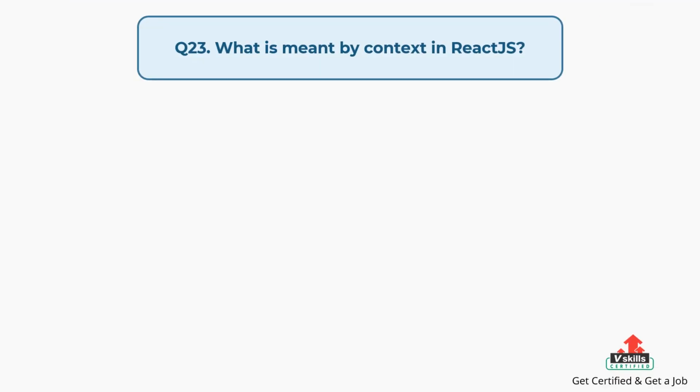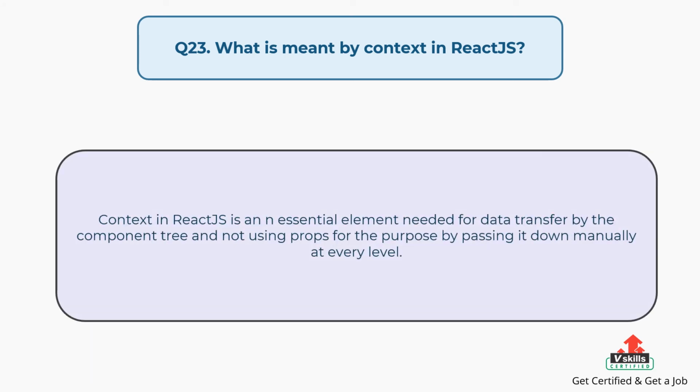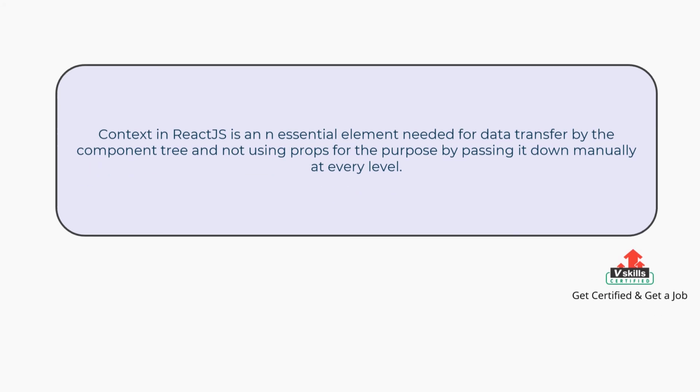Question number 23. What is meant by context in ReactJS? The answer is, context in ReactJS is an essential element needed for data transfer through the component tree and not using props for the purpose by passing it down manually at every level.